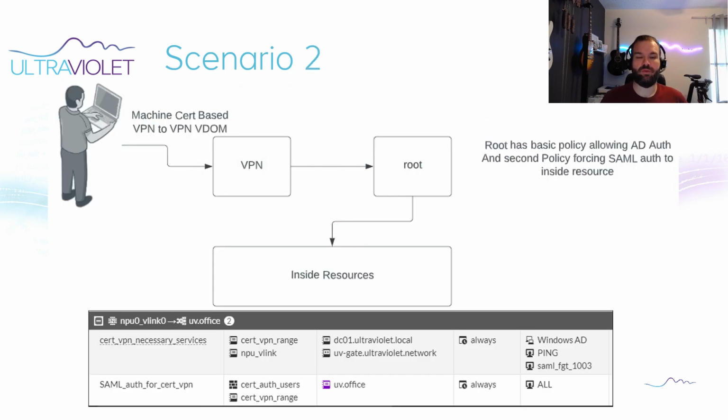Scenario number two is a little bit more complex in that we're using VDOMs to broker this connectivity. So if you take a look here, the user is going to use machine-based cert. It's still pre-login connectivity to connect to a VPN VDOM. That VPN VDOM will then permit all traffic from those users to the root VDOM. The root VDOM has two policies, as you can see here. One is the cert VPN to necessary services, and the other is SAML auth for cert VPN.